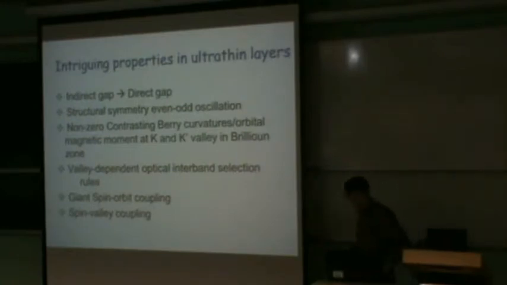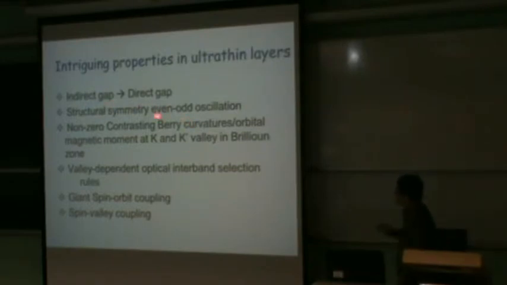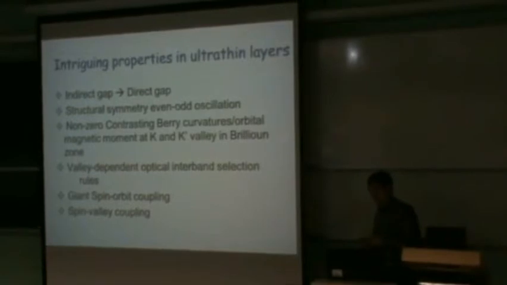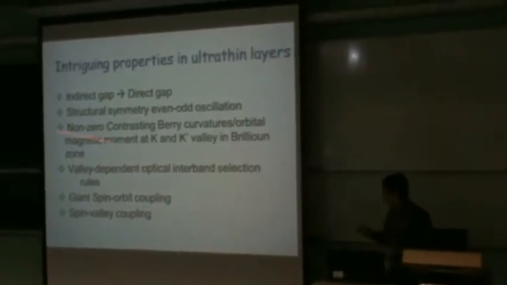Here I outline the intrinsic properties I'm going to talk about in this talk. First, we will show there is a transition from indirect gap in bulk form to direct gap at monolayer level, and also the structure symmetry breaking. Due to the inversion symmetry breaking at monolayer level, there will be non-zero but contrasting Berry curvature and orbital magnetic moment. Consequently, we can have a valley-dependent optical selection rule. And at last, we will talk about the giant spin-orbit coupling in transition metal dichalcogenides.